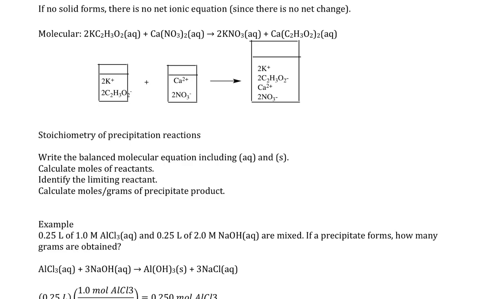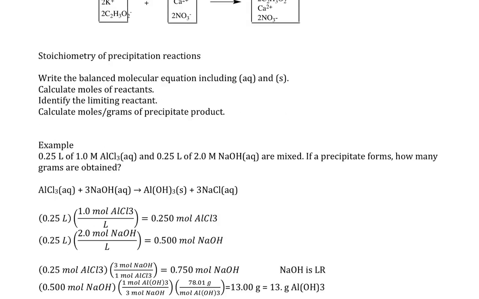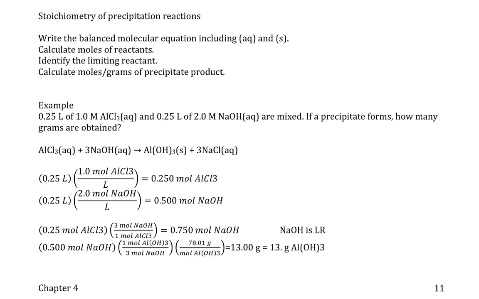We have as many calciums on the left as the right, nitrates on the left as right, and so forth. So there is no net ionic equation. Now we will talk about stoichiometry, calculations using precipitation reactions.